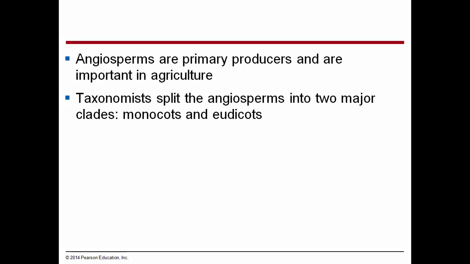Angiosperms are the flowering plants. They're distinct from the gymnosperms. We learned about this differentiation in the last chapter. Angiosperms are mostly what we think of. It's everything except for pine trees, basically. And there's more detail than that, of course. You know, there's the bryophytes and the gymnosperms, but angiosperms are the primary producers and are very important in agriculture.